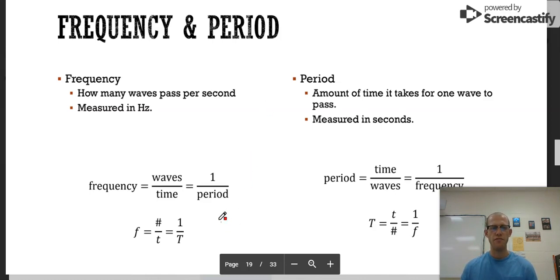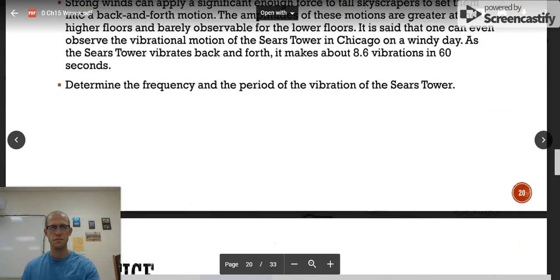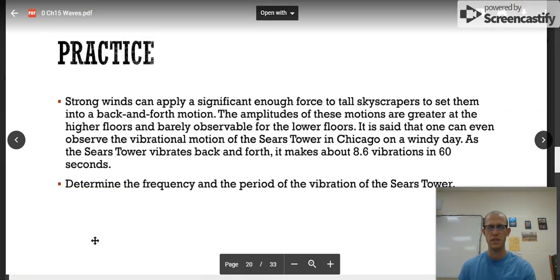So when you look at frequency, comparing the number of waves per 1 second, dividing waves by time, that should be the same thing as 1 over the period. If we look at the period, that's how much time passes per number of waves. That should be 1 over the frequency. So if you know period, you know frequency. If you know frequency, you know period. So let's try a few examples here.